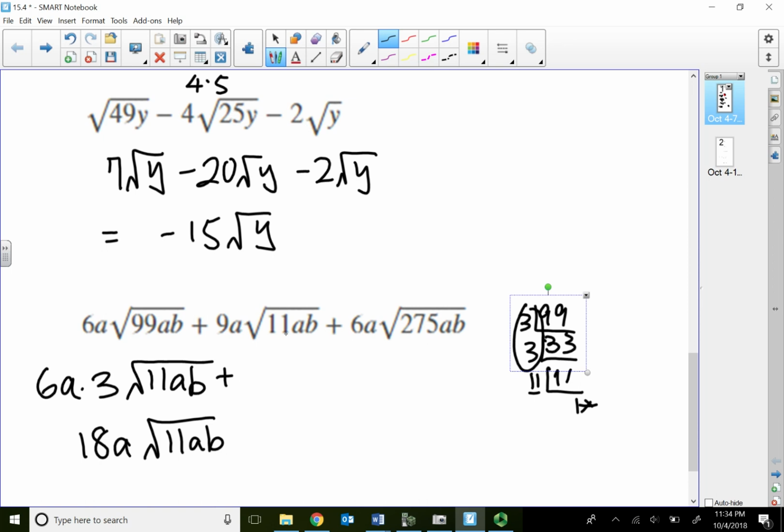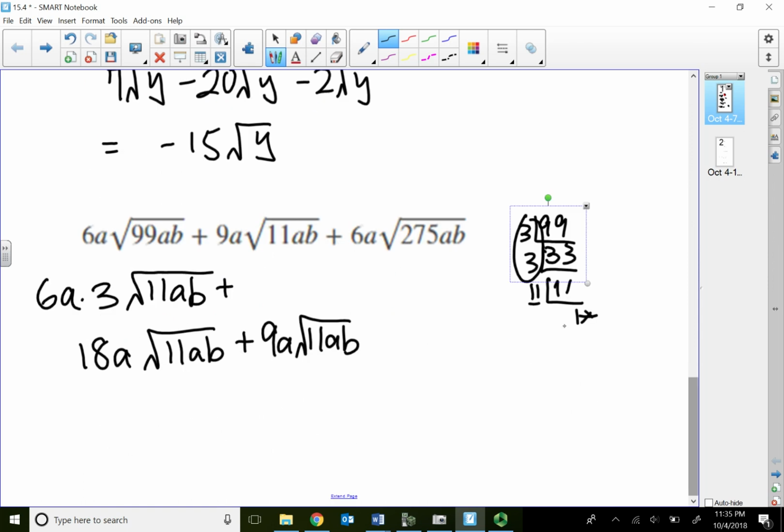Plus, okay, this 11 cannot go outside. 1a, 1b can go outside. So the second term is still going to be 9a times square root of 11ab. All right, 275 is a pretty big number. So let's break it down on the side here.